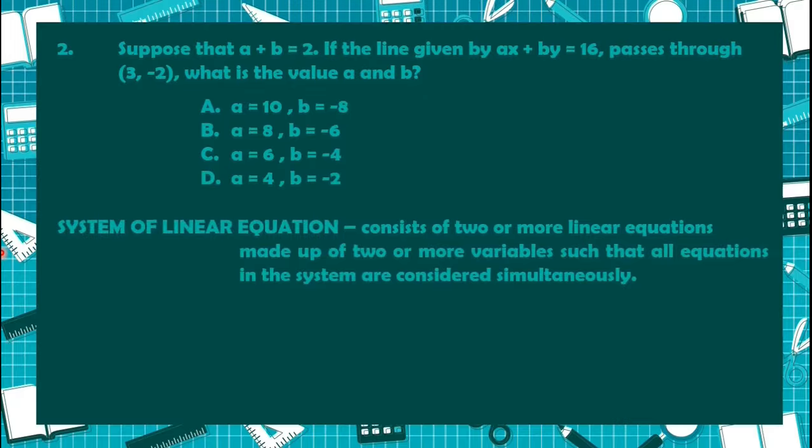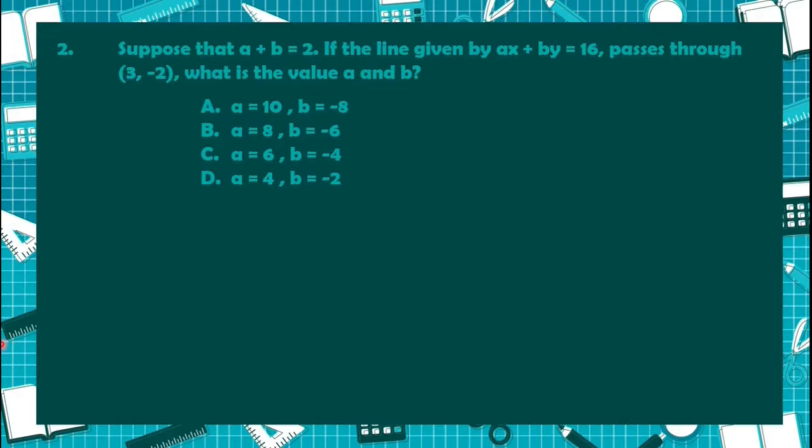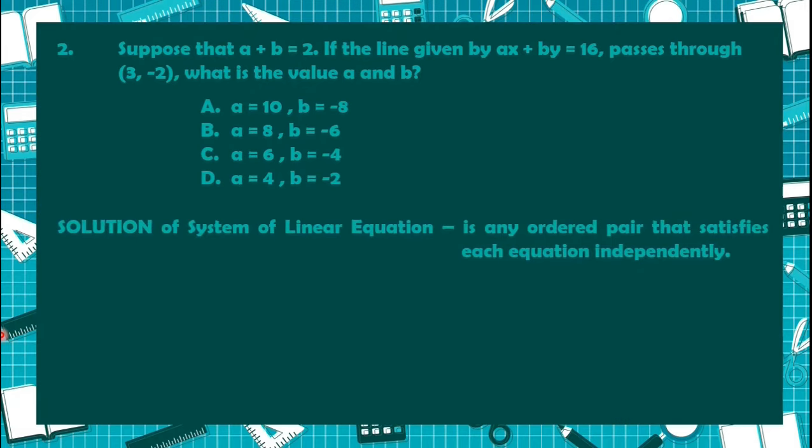A system of linear equations consists of two or more linear equations made up of two or more variables, such that all equations in the system are considered simultaneously. For example, 2x plus y equals 8 and x plus y equals 5. And if we say system of linear equations, we also have the solution of a system of linear equations. It is any ordered pair that satisfies each equation independently. For example, for these equations, we have the solution 3, 2.